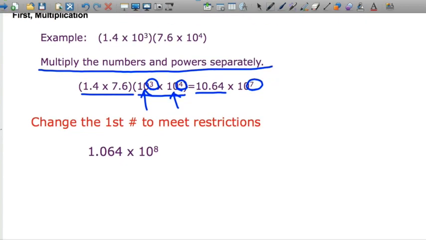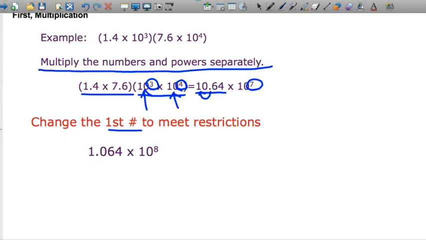All right, but I'm not done, because if you're looking at the 10.64, that is not a value that is equal to or greater than 1, but less than 10. So what we're going to do is change the first number to meet the restrictions. So I'm going to change this 10.64. I'm going to move the decimal over.